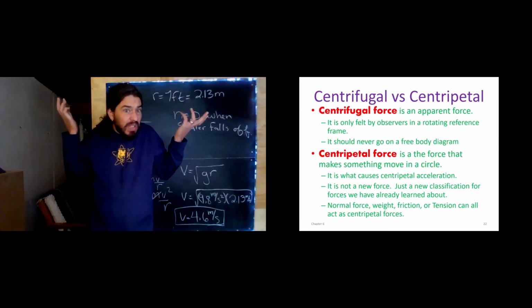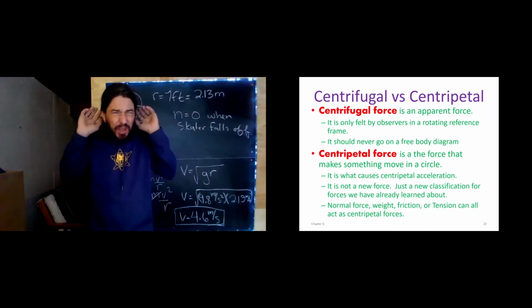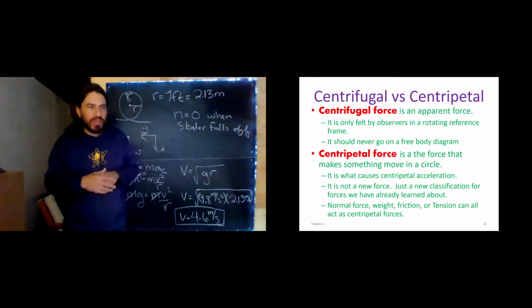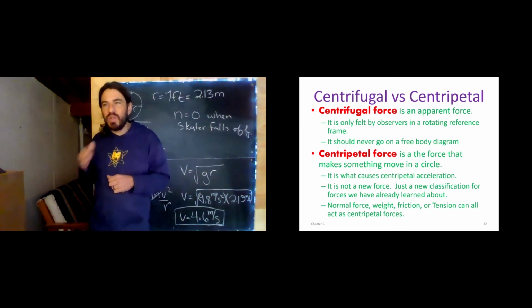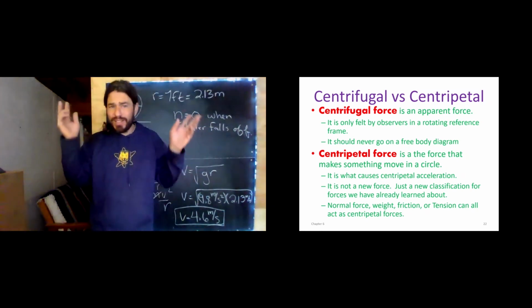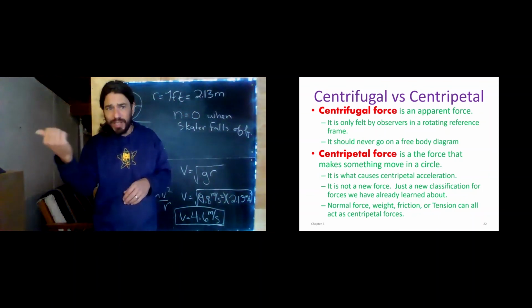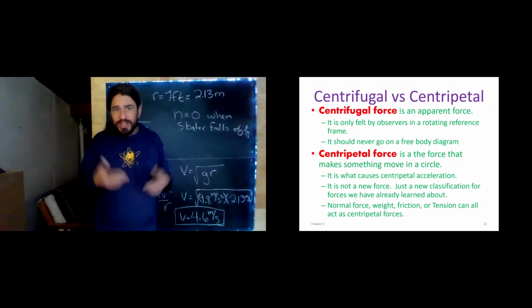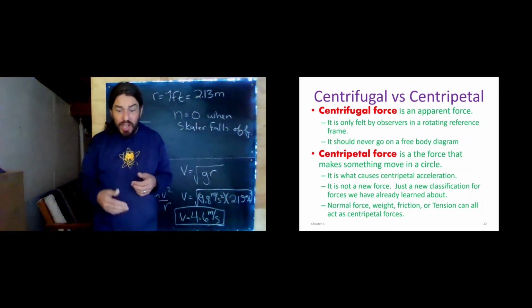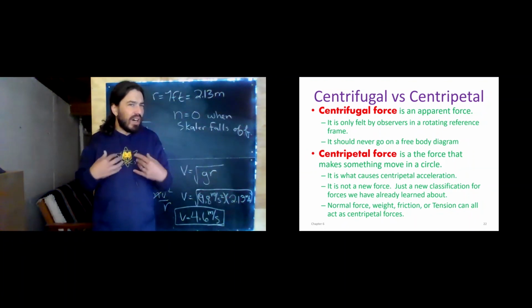So let's give it a name. Let's call it the centrifugal force. But it's not a real force. It's only felt by observers in a rotating reference frame. In other words, if I'm standing on the side of the street and I'm watching you go by, I'm going to be like, there's no force on that person pushing them in this direction. There's just not. There's no agent. If you're the object, there's no agent pushing you in that direction. But you in the car, you feel it, right?